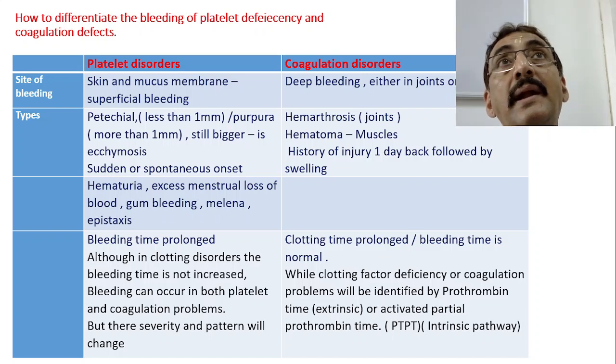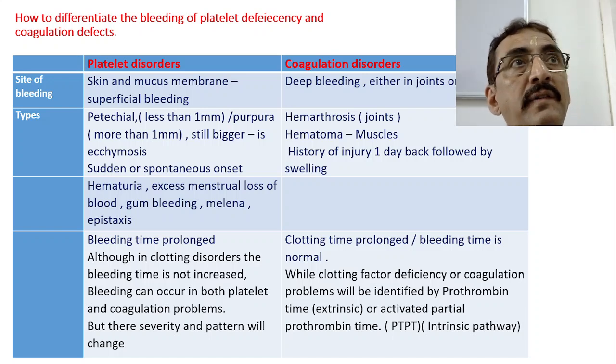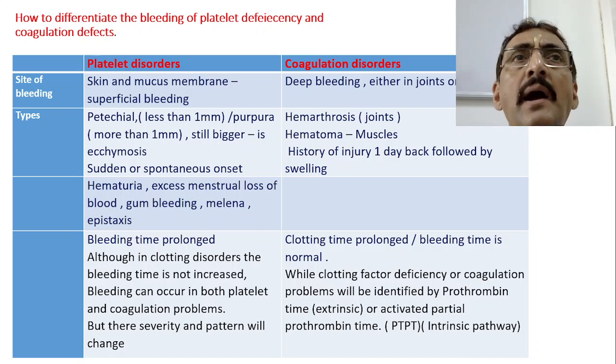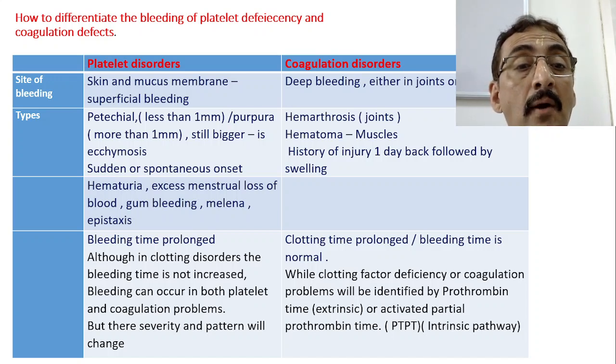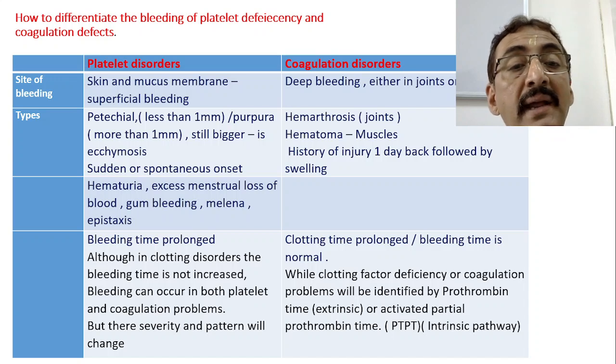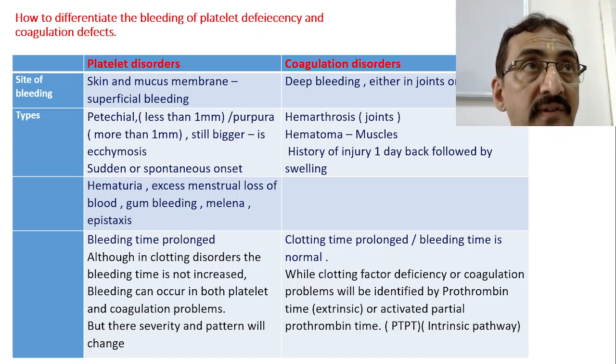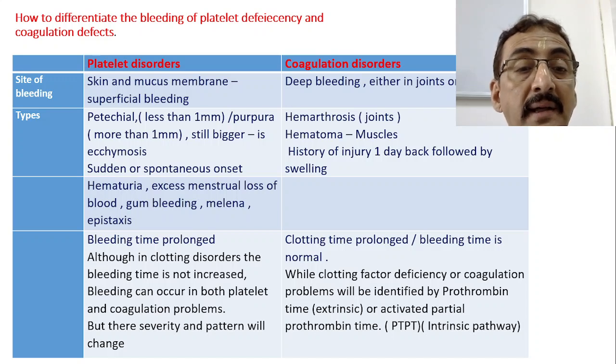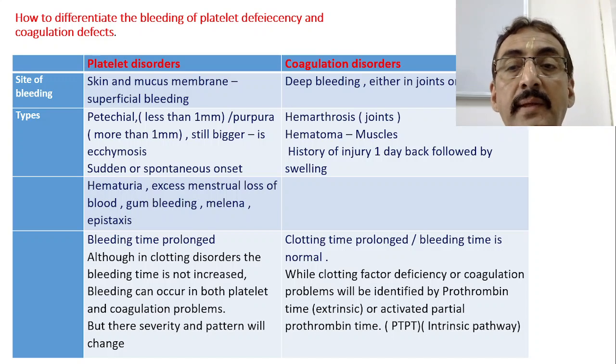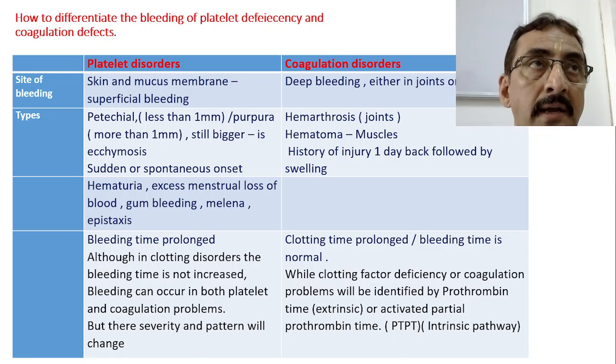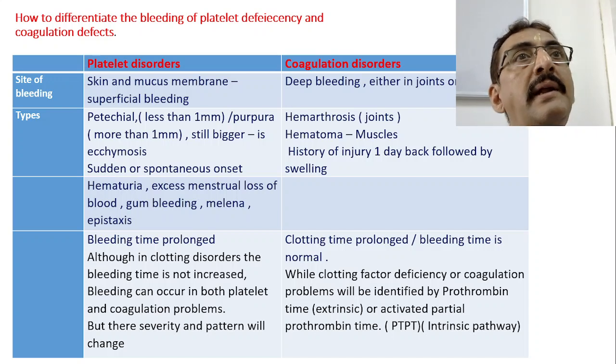Now, in platelet problems, if you see the bleeding time on investigation, bleeding time is prolonged. And it is quite natural because the primary hemostatic plug itself is not formed, therefore bleeding time will be prolonged. Although in clotting factor problems, the bleeding time is not increased. Bleeding can occur in both platelet and coagulation problems. This I have discussed at the first itself. But their severity and pattern will be different. In platelet disorders, you will always get a prolonged bleeding time.